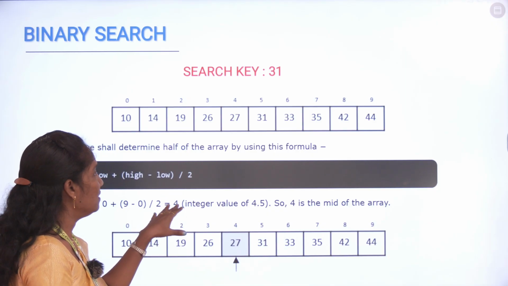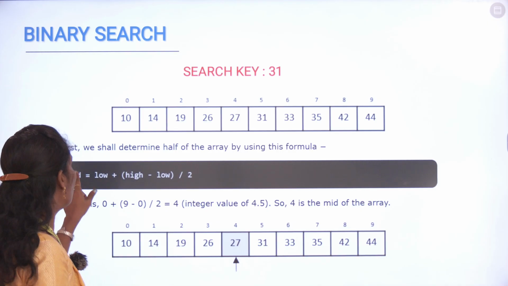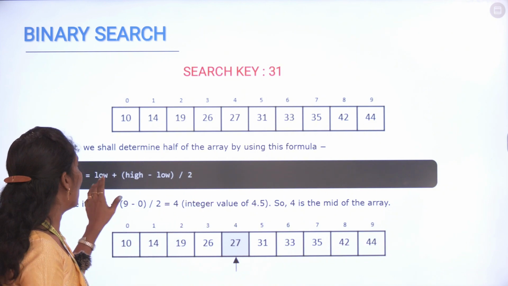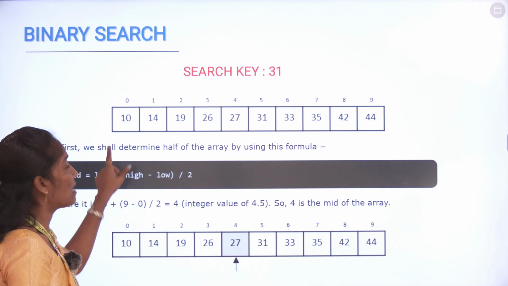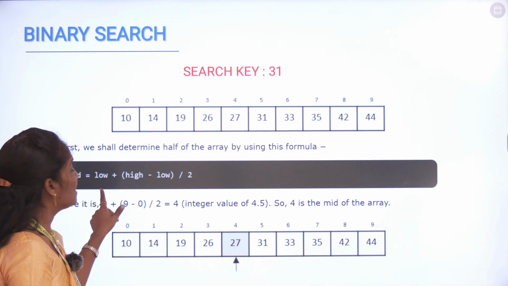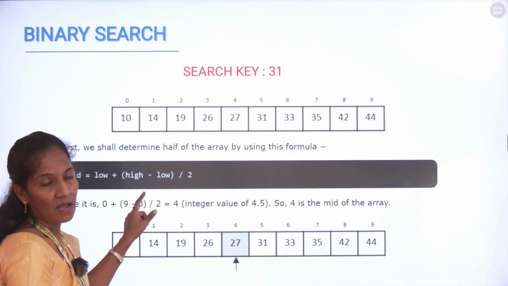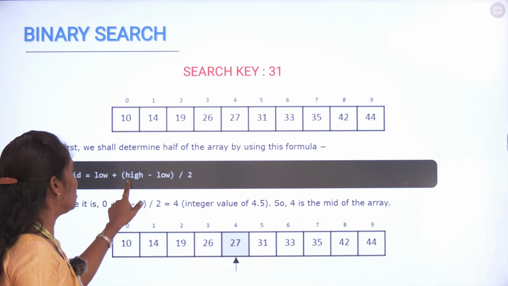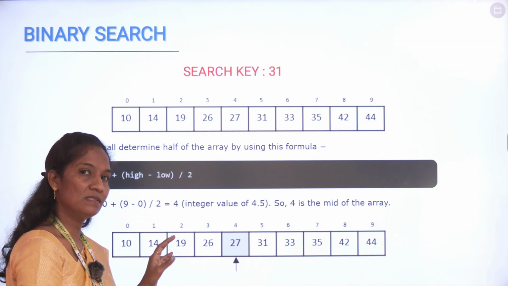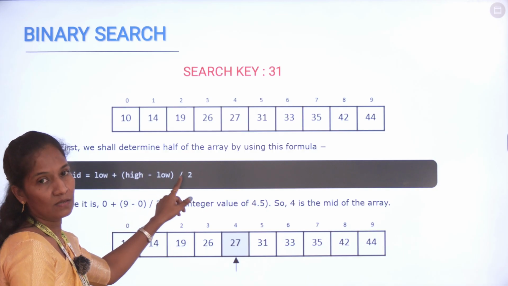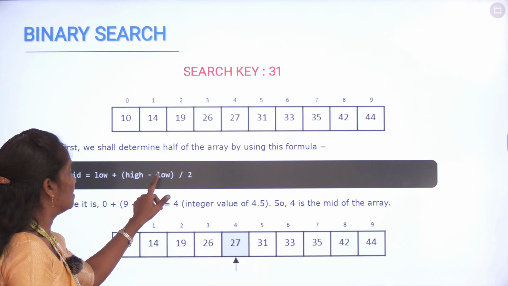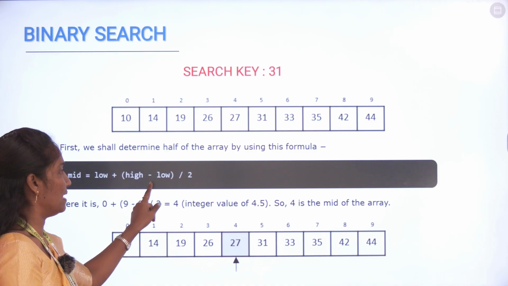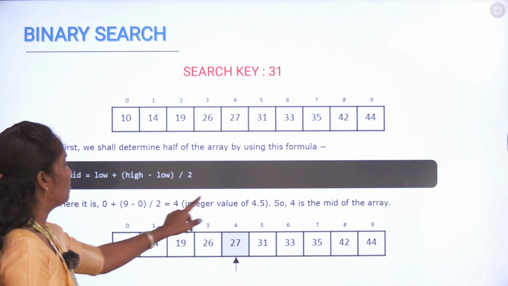The mid value can be found using the formula mid equals low plus (high minus low) divided by 2. For this we take the index values. The start of the index is considered as low, which is 0, and the end of the index is high, which is 9. So low plus high minus low is 0 plus 9 minus 0. 9 minus 0 is 9, plus the low value 0. So 9 divided by 2, and the answer is 4.5.